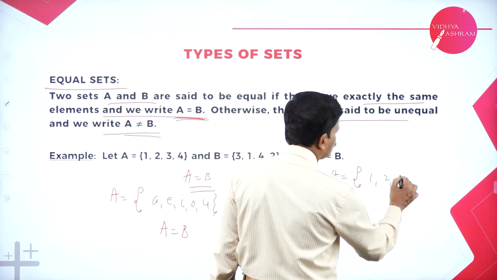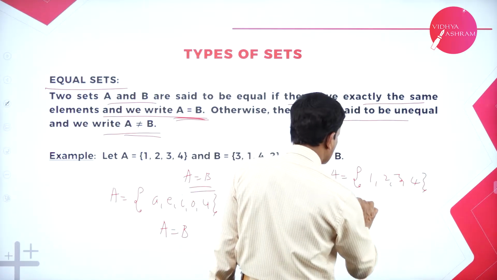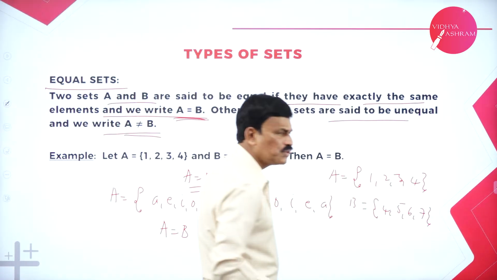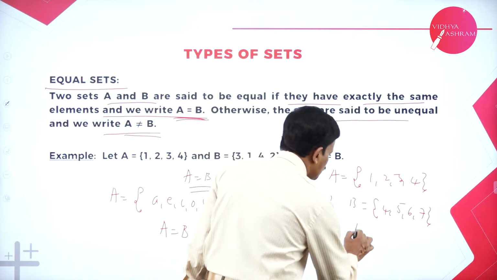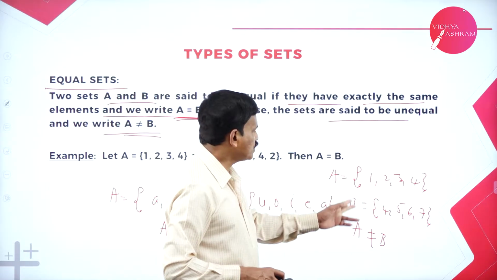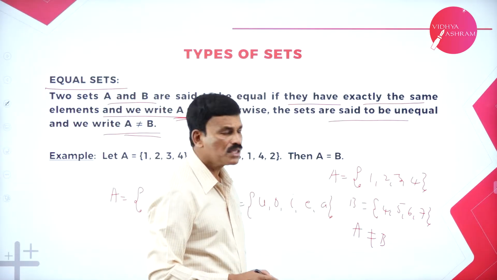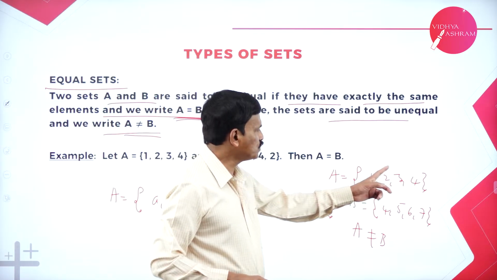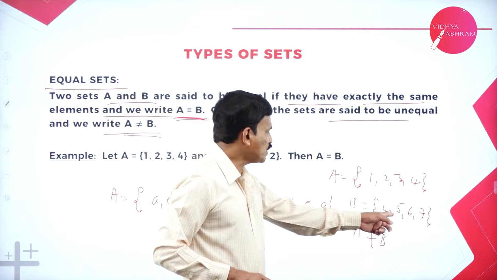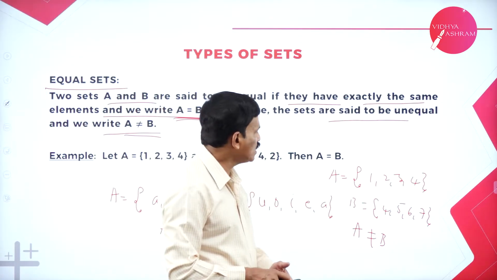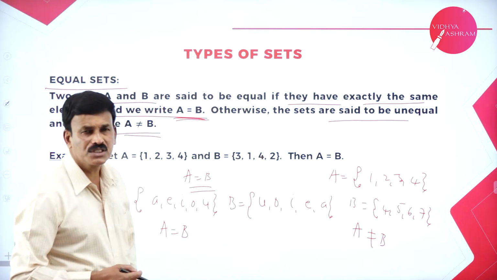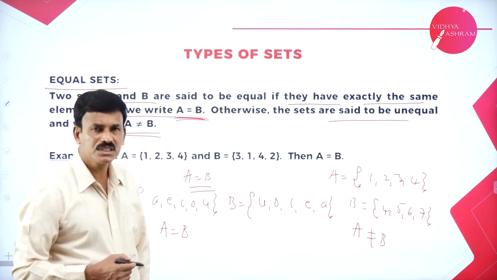Suppose, let us consider one more example. If A = {1, 2, 3, 4} and B = {4, 5, 6, 7}. Here A is not equal to B, because though there are equal numbers of elements, all the elements are not the same. The elements in A are 1, 2, 3, 4, whereas in set B we have 4, 5, 6, 7. Here 5, 6, 7 are not included in set A, and similarly 1, 2, 3 are not included in set B. Therefore, these two sets are not equal.